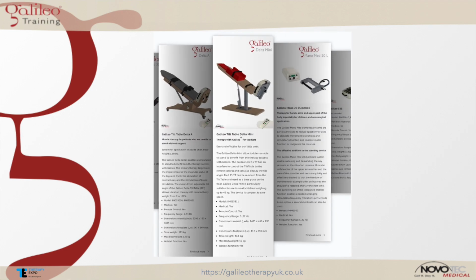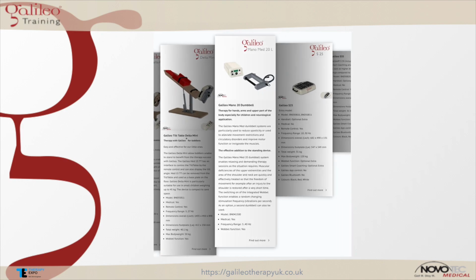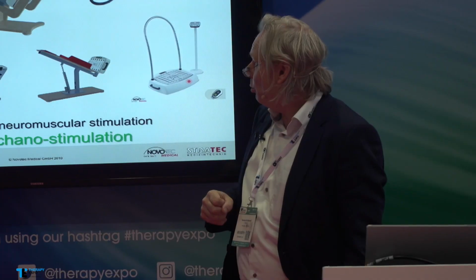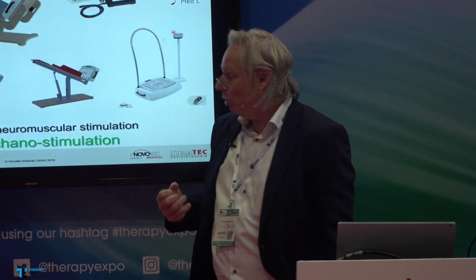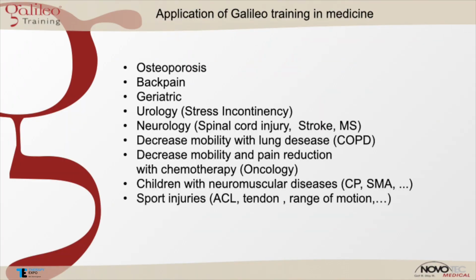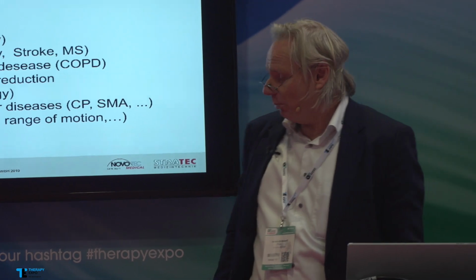And we have a dumbbell for the upper extremity, where, for instance, we can reduce the spasticity in the arm in a stroke in minutes. Just so that you see where we can use this. So we use it in osteoporosis, in back pain, in geriatrics, in neurology. In neurology, like spinal cord, stroke, MS, decreased mobility with lung disease and COPD, decreased mobility and pain reduction with chemotherapy in oncology, children with neuromuscular diseases, or in sport injuries.